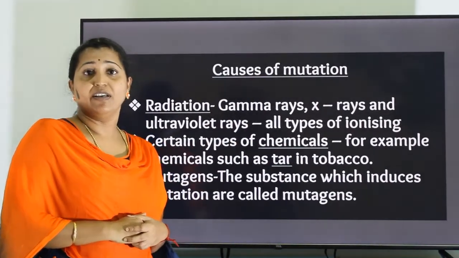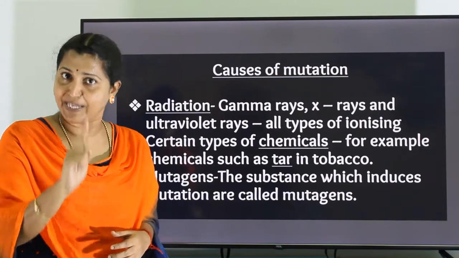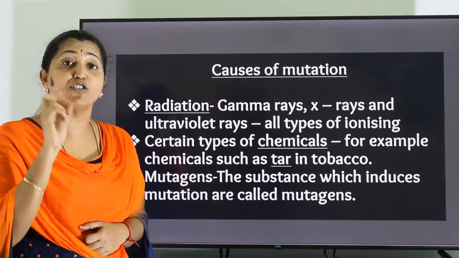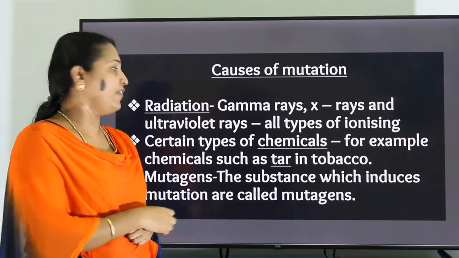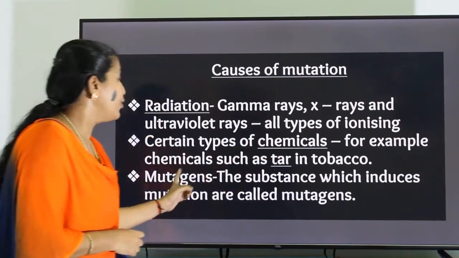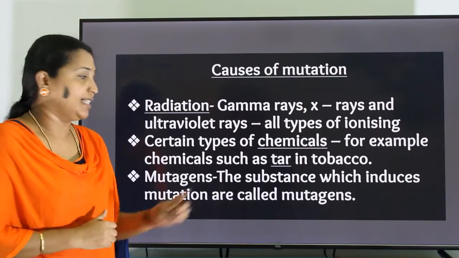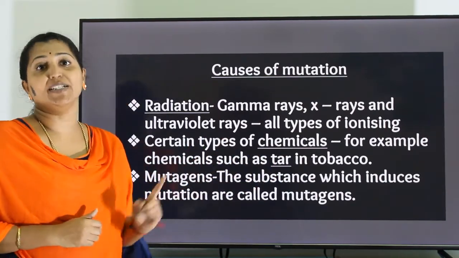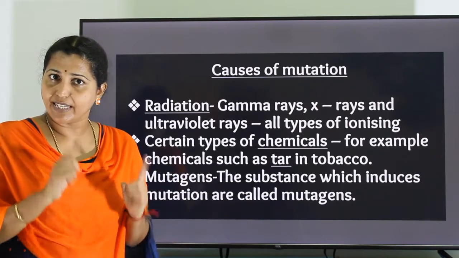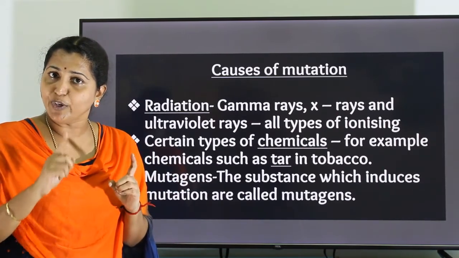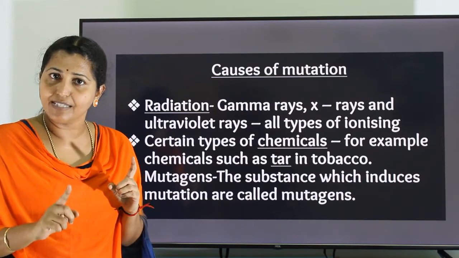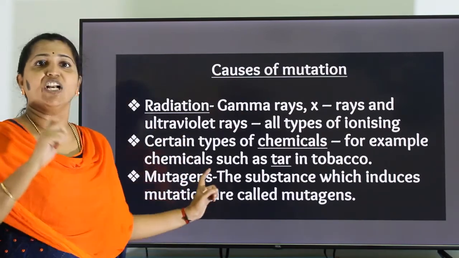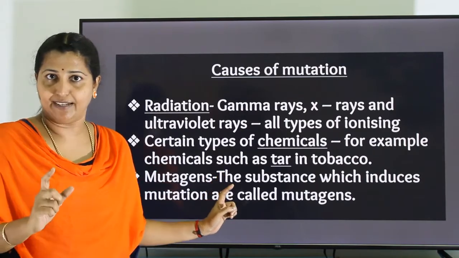And the second we can see some chemicals. We know in the cigarettes one chemical is present, that is tar. So remember tar is also causing mutations. So we can say tar is a mutagen. Mutagen means what? The substances which induce mutation are called mutagens. Is it clear? So once again, why tar is called a mutagen? Because it induces mutation. So we call tar a mutagen. Is it clear?